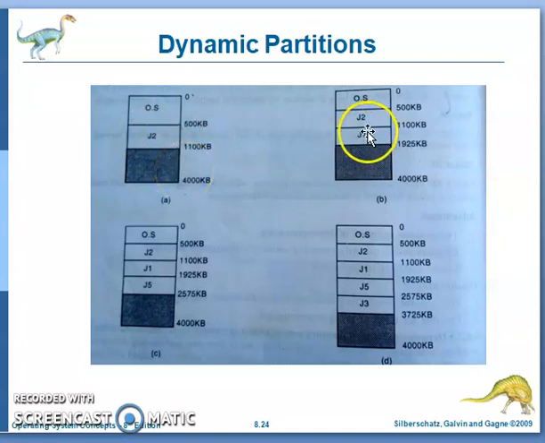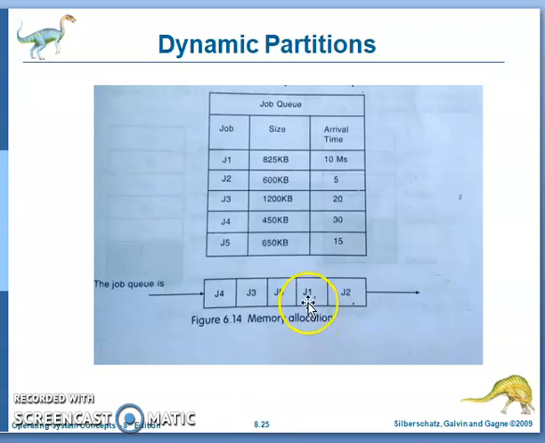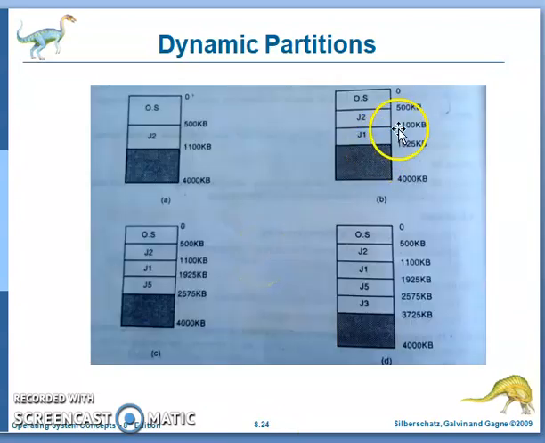The next job is job 1. The size of job 1 is 825. Hence, from 1100 to 1925 is for job 1. The next job is job 5. From 1925 to 2575 is occupied by job 5. The remaining space is available for the remaining processes.